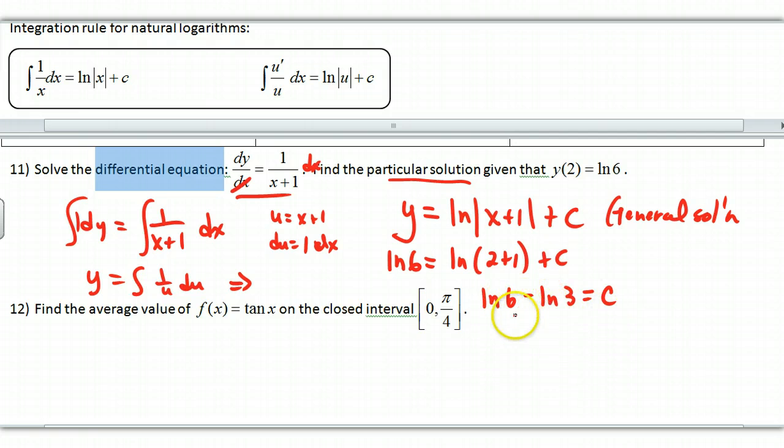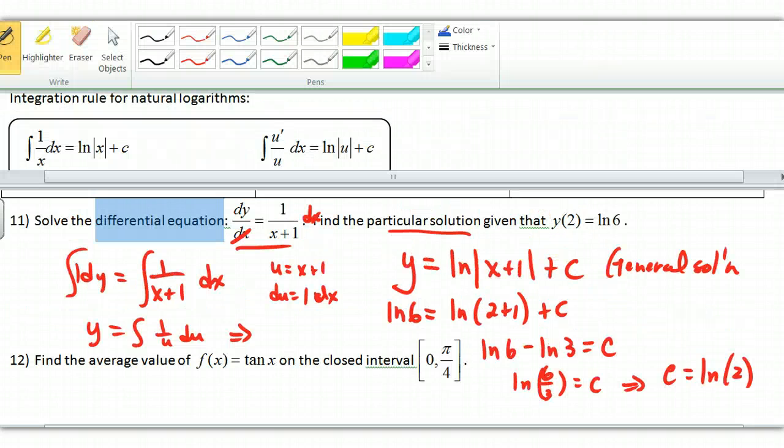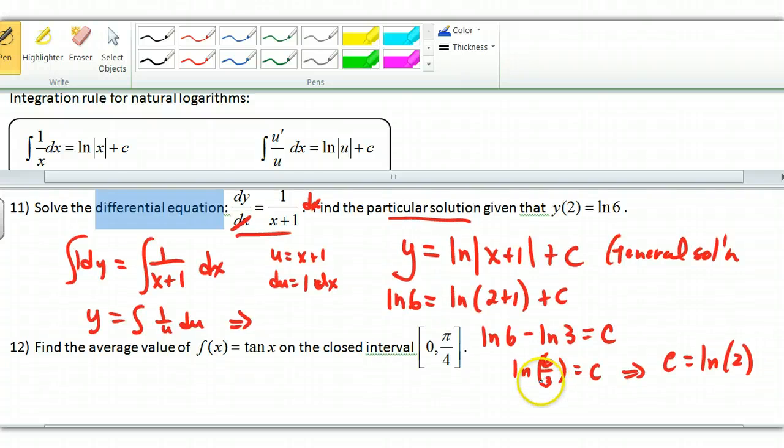Log minus log, oh, that's right. That's going to be 6 divided by 3. So overall, c is going to be equal to ln of 2. This is not my particular solution yet. What I have to do is go ahead and plug in the c over here. And so in the end, I'm going to get y equals ln of x plus 1, absolute value, and then plus ln 2.